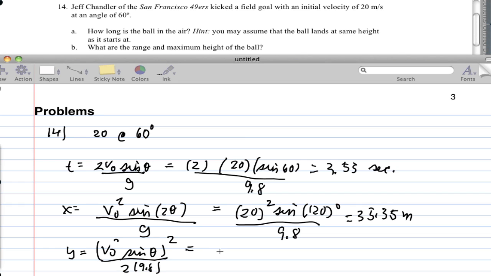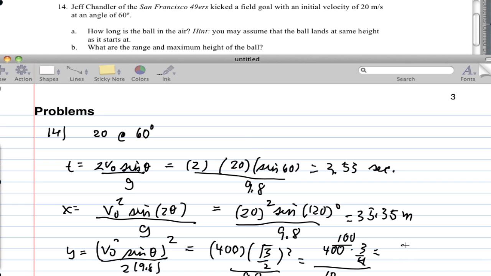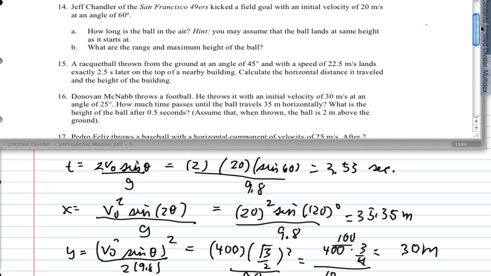Now, for those of you that know trig, I'm actually going to do this by hand. So it's going to be 400, and that's going to be radical 3 over 2 quantity squared divided by 9.8. And I'm going to do a little rounding here. So this is going to be 400 times 3/4, all of that over 10. I'm rounding here. So this ends up being 100 times 3 divided by 10. So I'm getting about 30 meters. So that's problem 14.